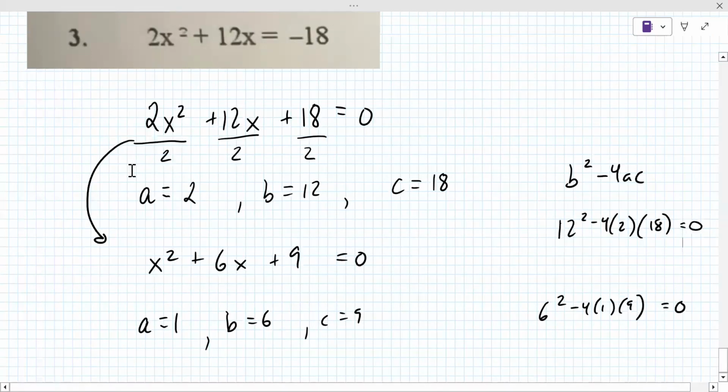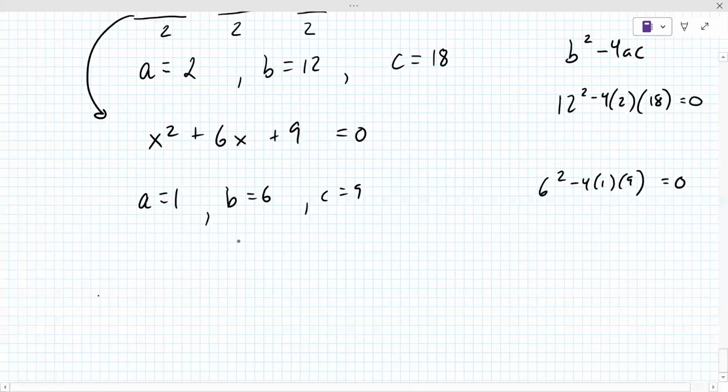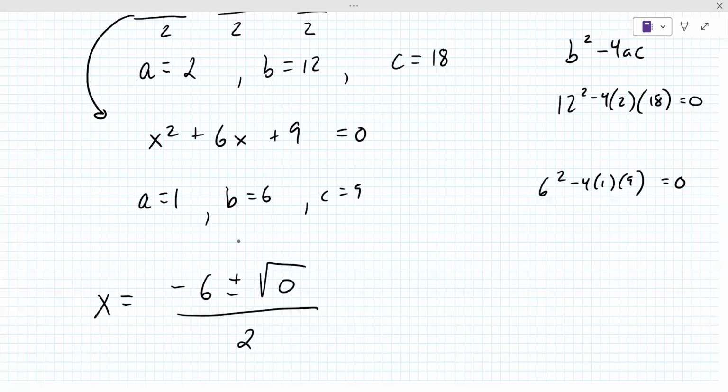All right, so that's good. So from here, we know that it's minus b plus or minus the square root of 0 over 2. Any idea how to proceed from here?